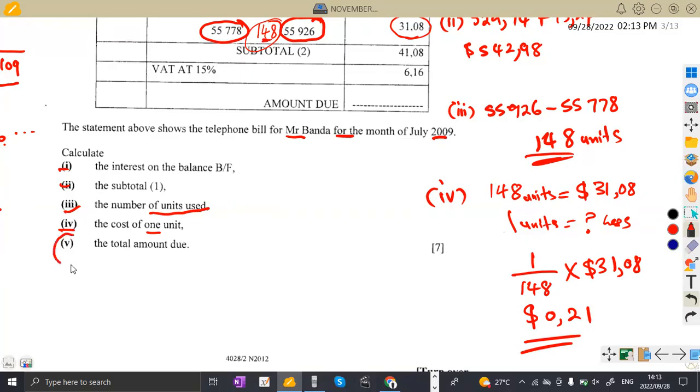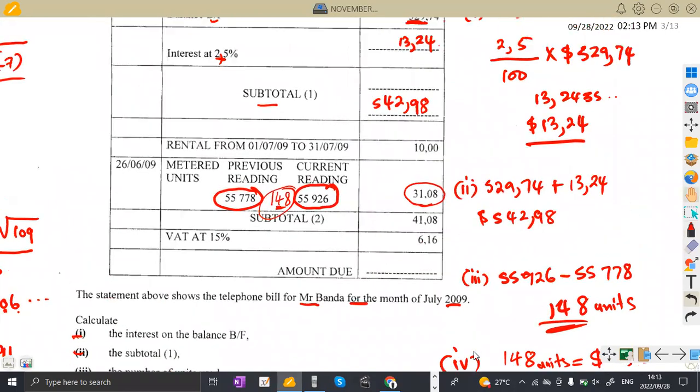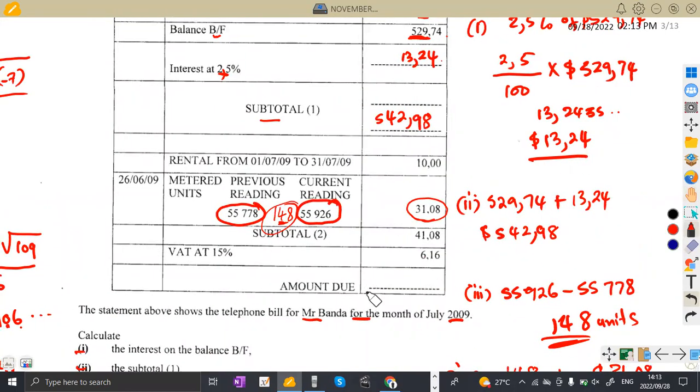Okay, the other part, which is item 4, this is the total amount due. So what is this guy going to pay at the end? This is the amount due that we see here. So what comprises, or what is a combination of this amount due? We are going to take the subtotal 1, because remember the subtotal 1 consists of the balance brought forward and the interest. So this is what you're going to take. Also rental, because rental is a fixed amount that you're going to pay, whether you use the service or not. This one is a fixed amount, which is $10.